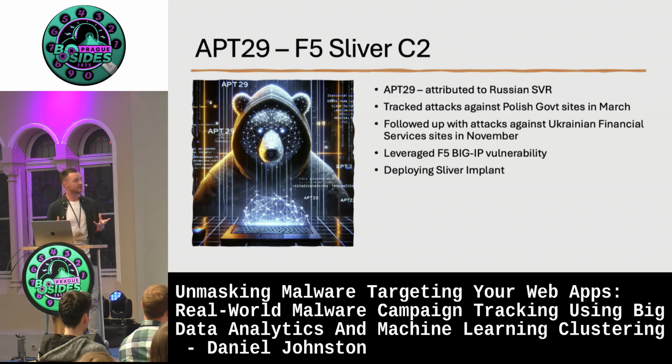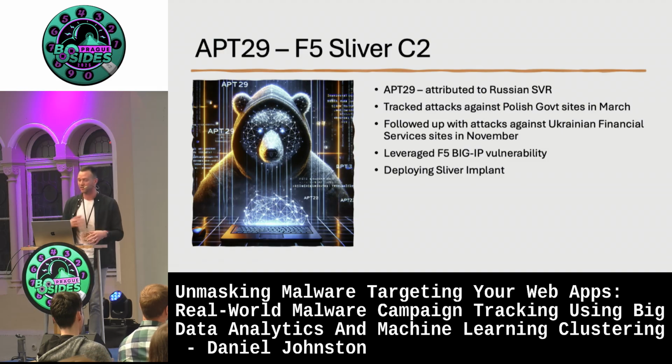Okay, so the final campaign that I want to talk about is the one that we believe we can attribute to APT29. So APT29, also known as Cozy Bear, is a threat group that's associated with the Russian SVR or Foreign Intelligence Service, and they've been associated with many notorious cyber attacks over the past few years, including the SolarWinds supply chain attacks and the mass exploitation of JetBrains TeamCity servers last year.